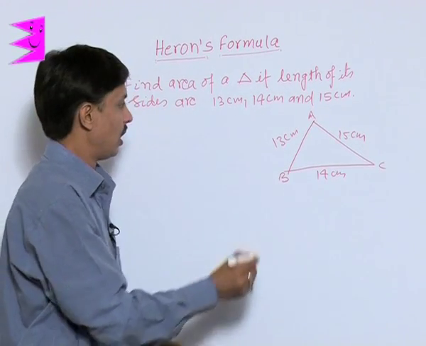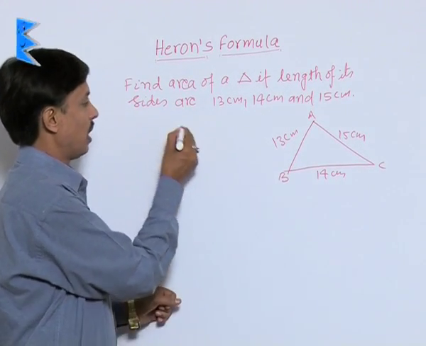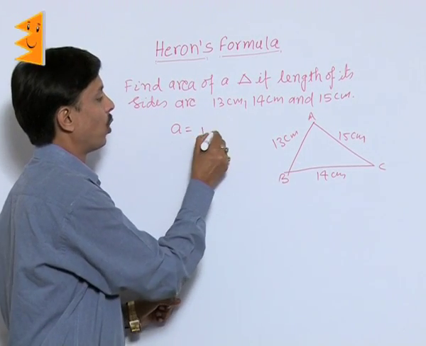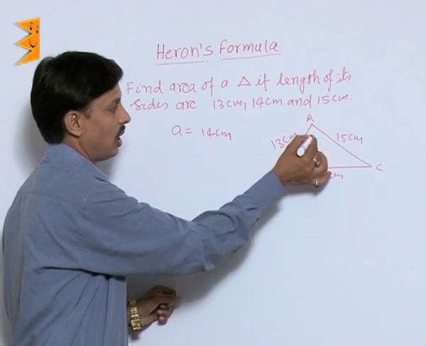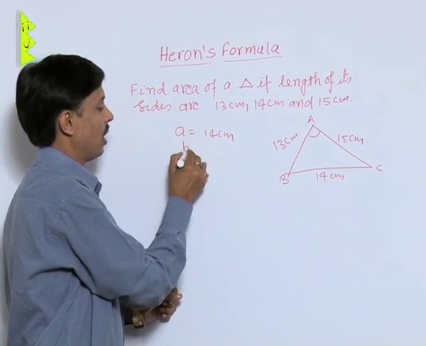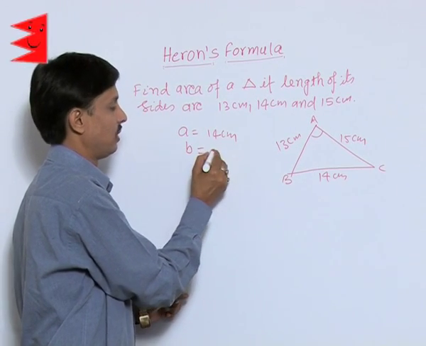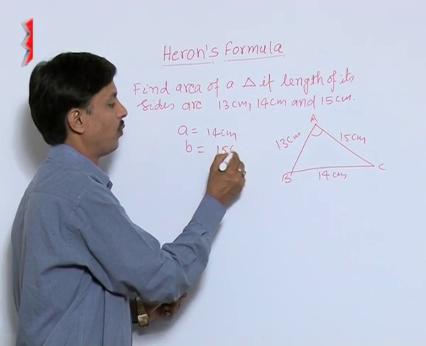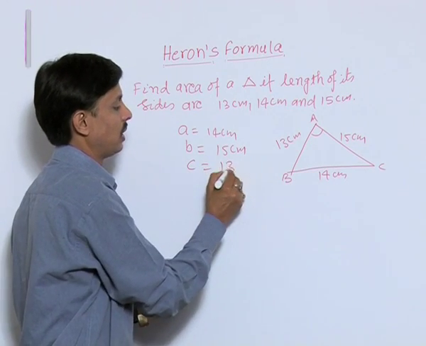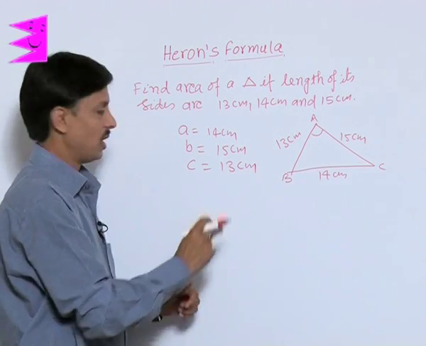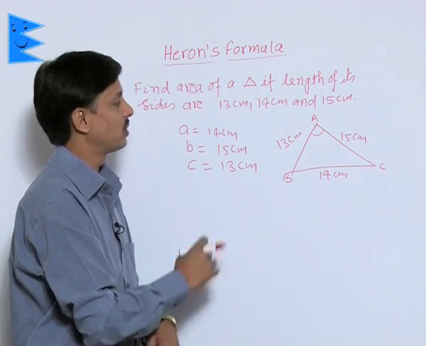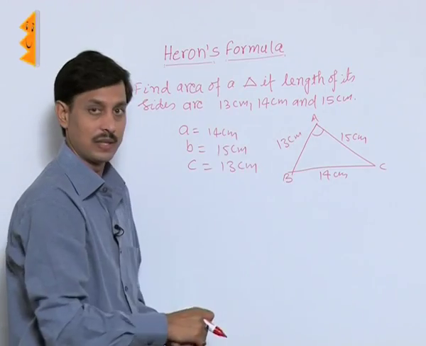Now I can say, length a is how much? 14 centimeter, because a is that length which is opposite to angle A. Length of the side AC, that is b, is how much? 15 centimeter. c is how much? 13 centimeter. These are a, b, c, that is the lengths of the sides of the triangle as mentioned.